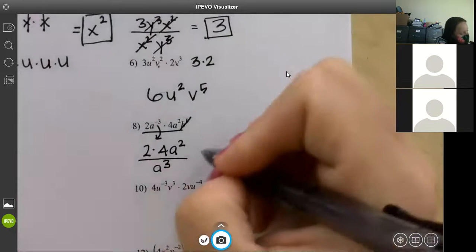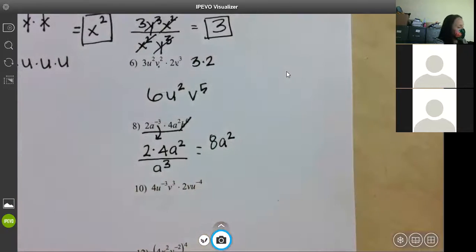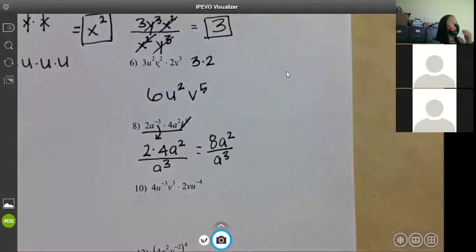What is 2 times 4? 8. So I have 8a squared over a cubed. If you can go ahead and do this without having to write it out, you do that. But writing it out is a fail-safe way to make sure that you get it right.